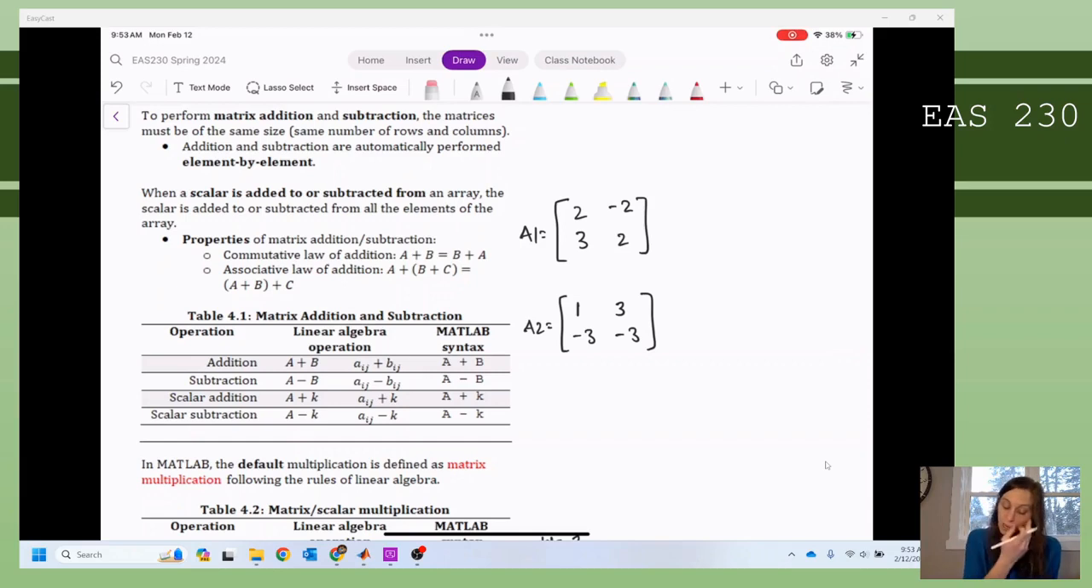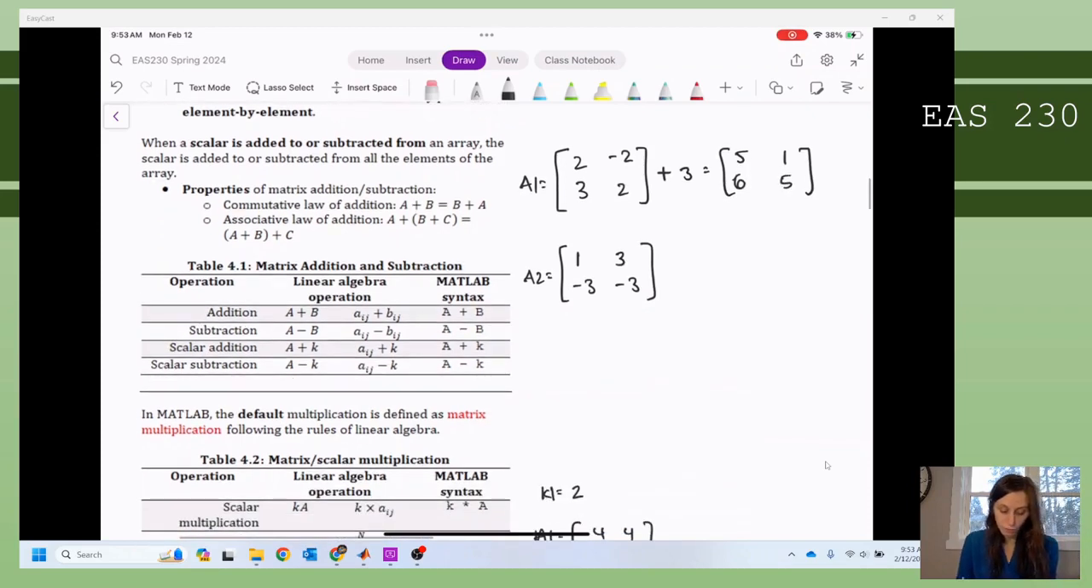If we have scalar addition and scalar subtraction, then it's going to add that scalar to all of the elements in an array. So when a scalar is added to or subtracted from an array, for example, if I have a1 plus 3, it's going to take that 3 and add it to all the elements. So I would get 5, 1, 6, and 5.